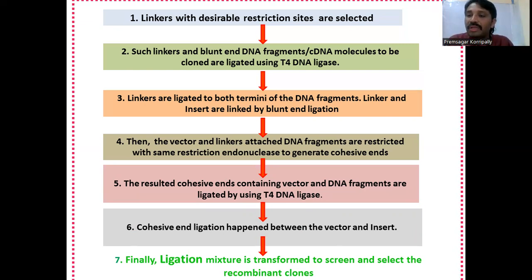So at the end, I'm telling you all that linkers are molecules which have a restriction site internally that can be added to blunt-ended DNA molecules. Once the blunt-ended DNA molecules with the linkers are digested with the restriction endonuclease to generate the cohesive ends, the DNA fragment with the cohesive ends can be ligated with the vectors with compatible sticky ends to form a recombinant molecule.